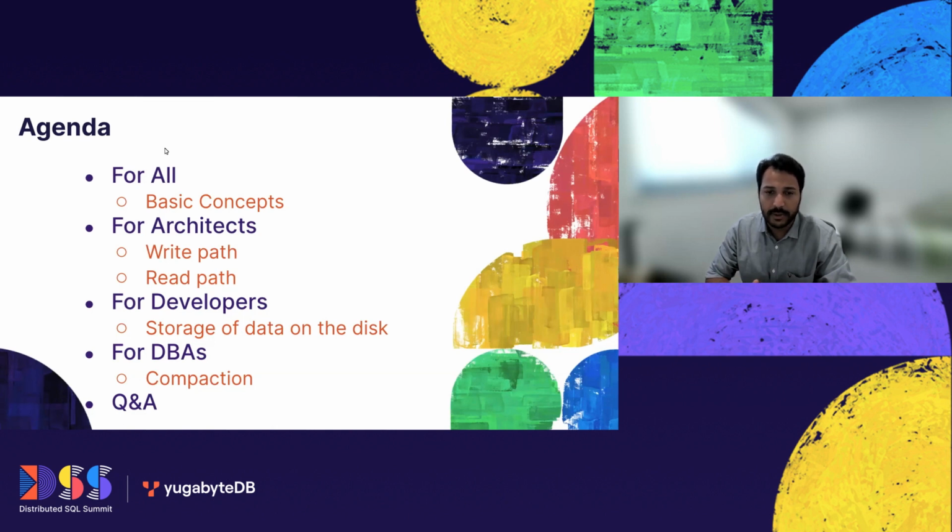If you're a developer, you can focus on how the data is actually stored on the disk, so you can choose the right data type and the right encoding for your data that needs to be stored on the disk. If you're a database admin, you can focus on how the data is actually compacted, what compaction is, and what are some of the parameters that you can use to fine-tune the compaction depending on the use case.